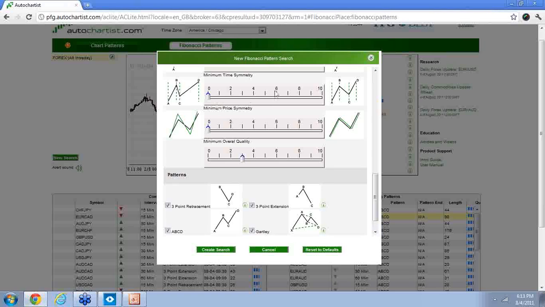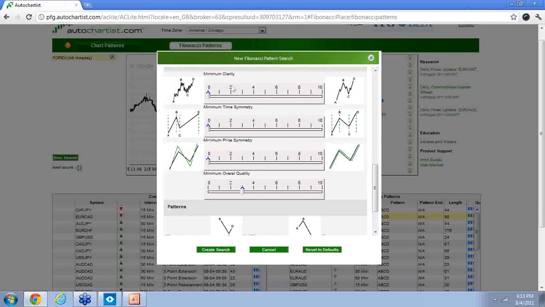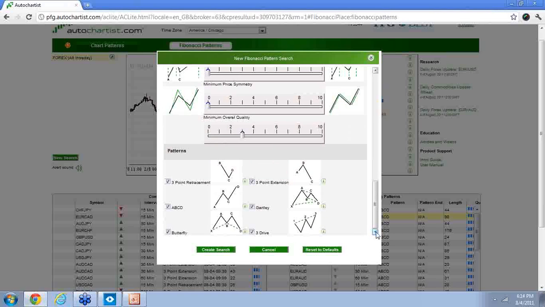You get to look at symmetry if you want to see time symmetry. Okay, if you want to see clarity, again, the lower the clarity, the more chop. Higher the clarity, less chop. Then you also have time symmetry, which is very close to uniformity. You either want patterns that are a little bit cleaner, or you want some that have a little bit of sloppiness in there. Again, you're going to choose that depending on how you select your time symmetry. And then you want to look at your minimum price moves too. And then finally, down here are the types of Fibonacci patterns that Autochartist identifies.